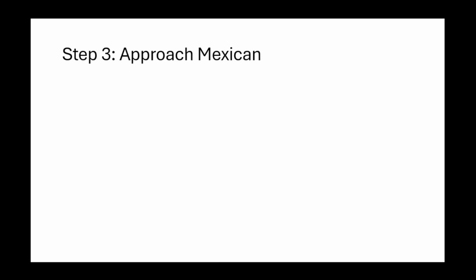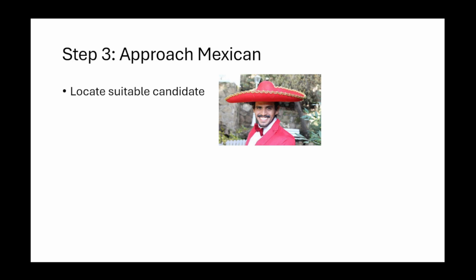Now the final step, you've got to approach a Mexican. Because you've learnt Mexican, you've learnt the Mexican culture, but now you have to find a Mexican to speak Mexican to. So, you got to locate a suitable candidate. You know, maybe go down the street and someone who might look like this. They don't have to look like this. Sometimes they're a bit different. But this might be a nice starting point for you. And then see where it goes from there.